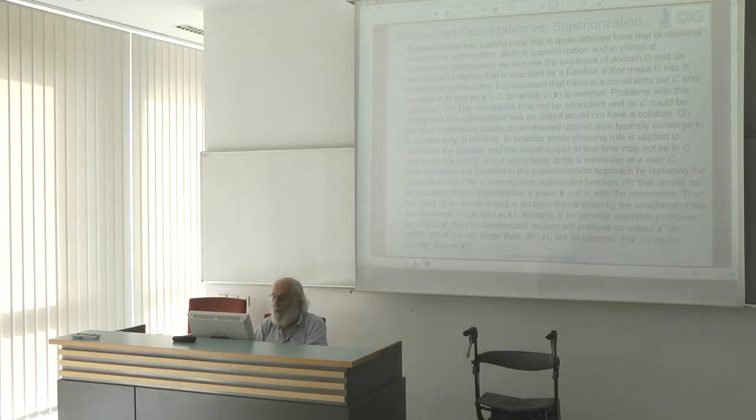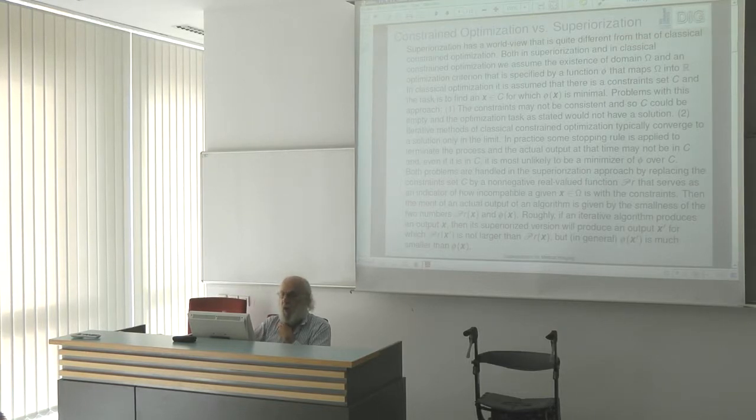Both in superiorization and in classical constraint optimization, we assume that there is a domain, call it omega, and an optimization criterion that is specified by a function phi that maps omega into the real numbers. The larger the values, the worse the image is. So a low value of phi indicates that's a good image.